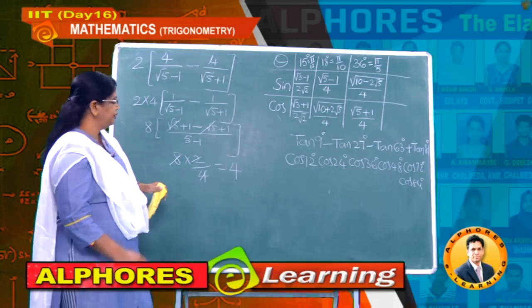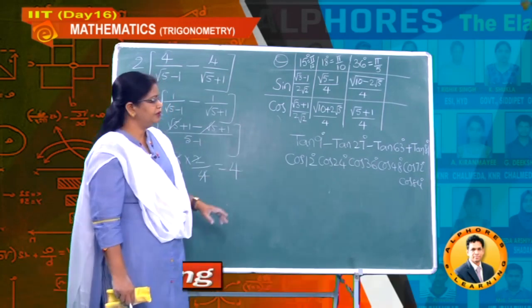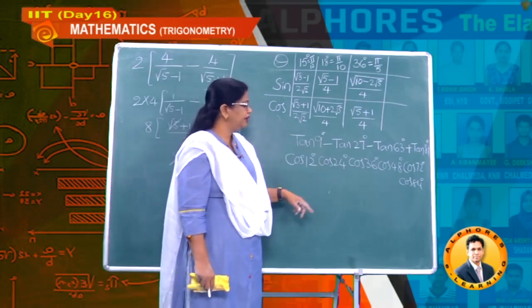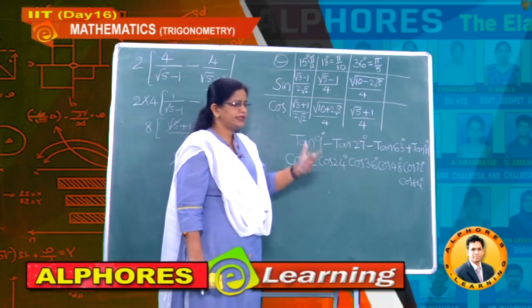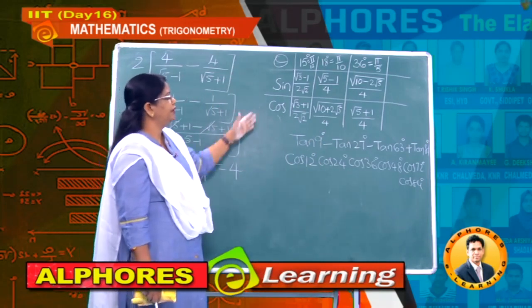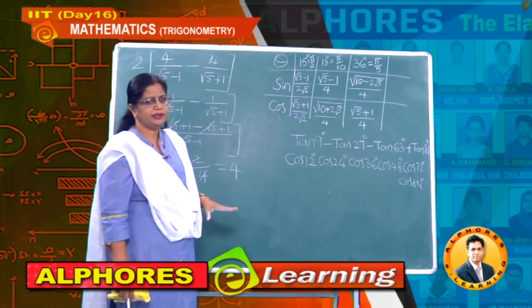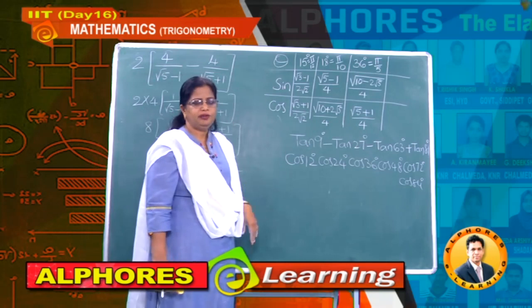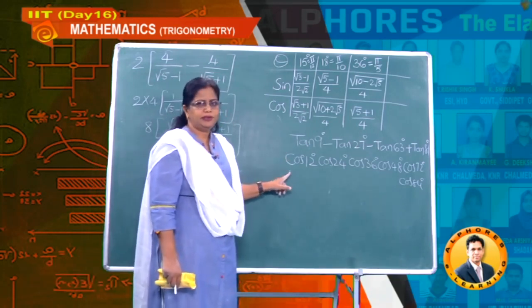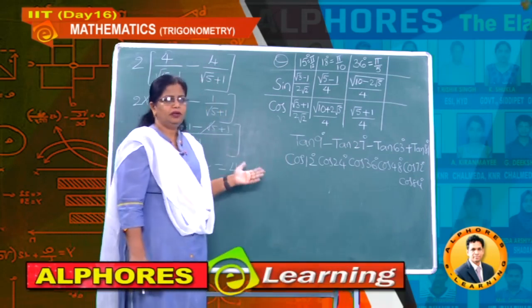In this way you can make use of the results: first we applied the complementary angle, next we applied cot A plus tan A is 2 cosecant 2A, and then we applied the formulas of sin 18 and cos 36 degrees. In that way you can solve the problem, and try to solve this problem also. So students, just go and practice all the problems once again.